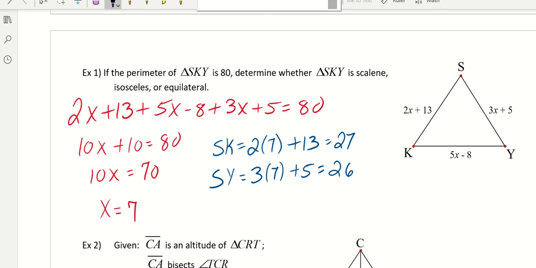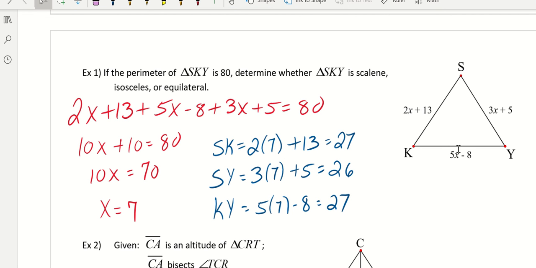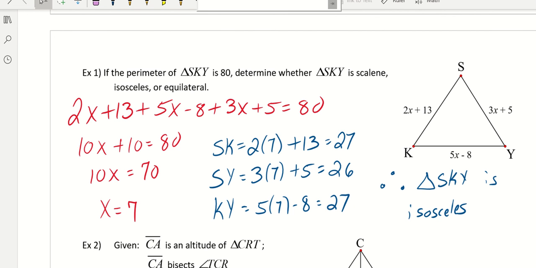And for KY, 5 multiplied by, instead of x, you sub in a 7. That's going to give you 35. 35 minus 8, we get 27. So 27 for KY. And we're able to determine that triangle SKY is isosceles. Now, just a quick word, if it were to come out to be equilateral, do we need to state that it is both equilateral and isosceles? Because remember, every equilateral triangle is isosceles, and it just depends how the question is worded, right?